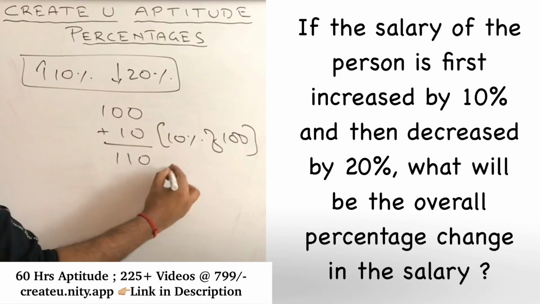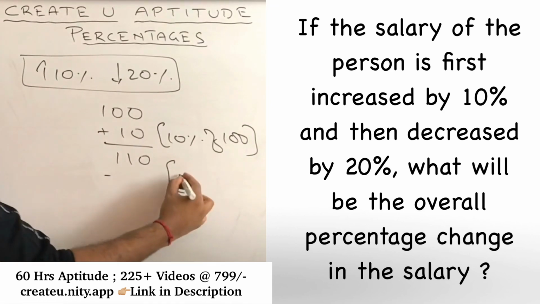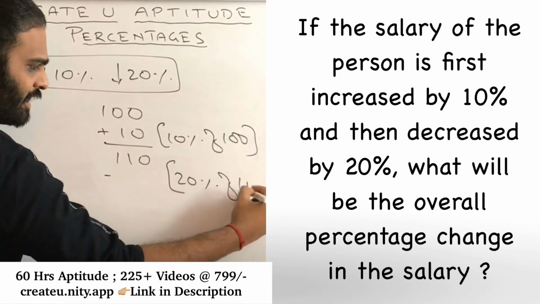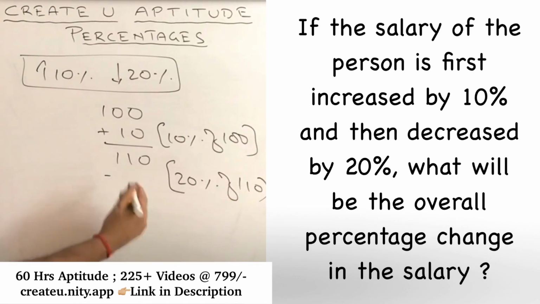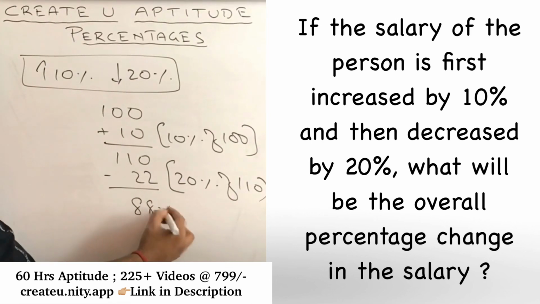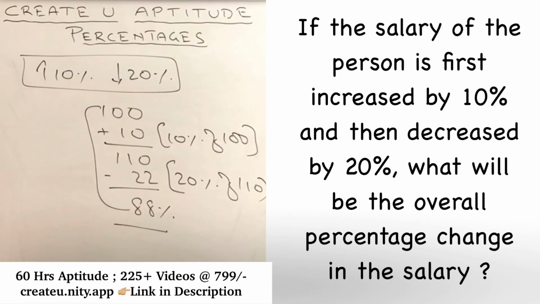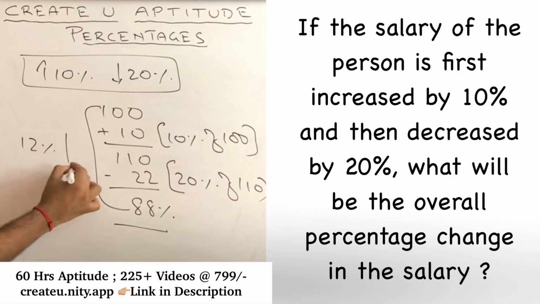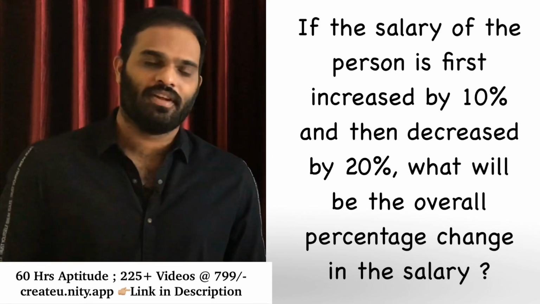It has become 110. Now I am decreasing it by 20% of 110. 10% of 110 is 11, 20% will be 22. So 110 minus 22 is equal to 88%. So the overall decrease in the salary is 12%. So it is decreasing by 12%. That is your answer. But I would like to tell you one thing.